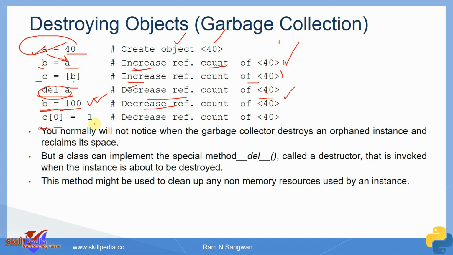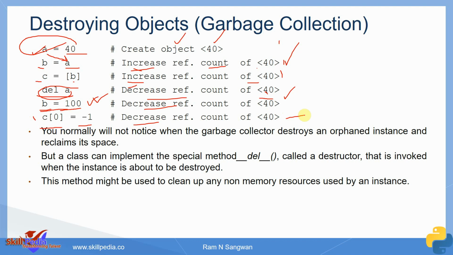And C equal to -1. Again, we are changing the value, so we are decreasing the reference count. The counter has reached 0. Therefore, this will be collected now. You normally will not notice when the garbage collector destroys an orphan instance and reclaims its space.